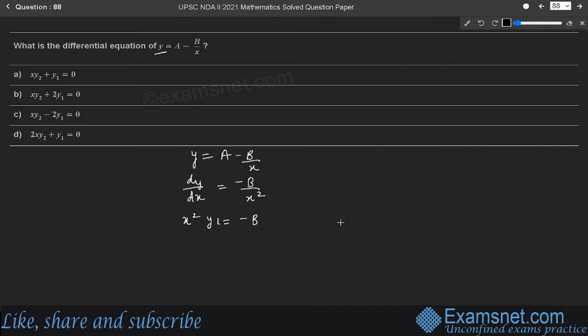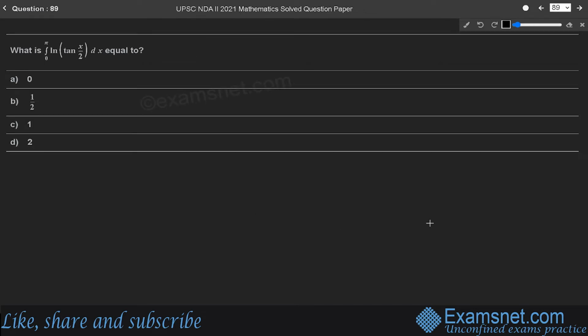Again differentiating, we will get x square y2 plus y1 into 2x is equal to 0. So it will be xy2 plus 2y1 is equal to 0. Now let us look at the options. Option number B is correct, which is xy2 plus 2y1 is equal to 0. So this is the solution for the given differential equation.